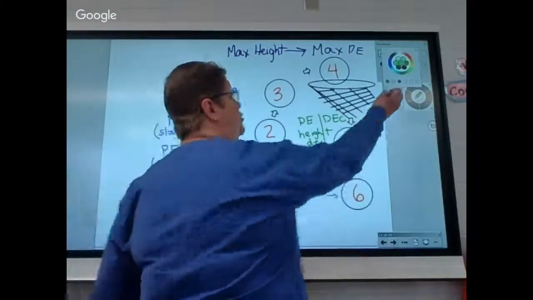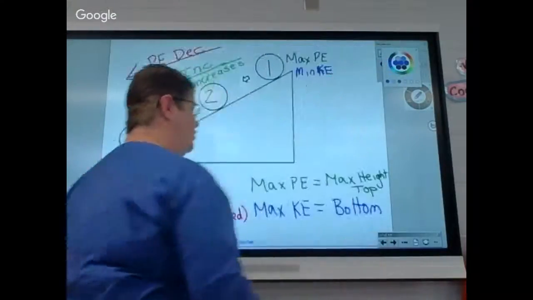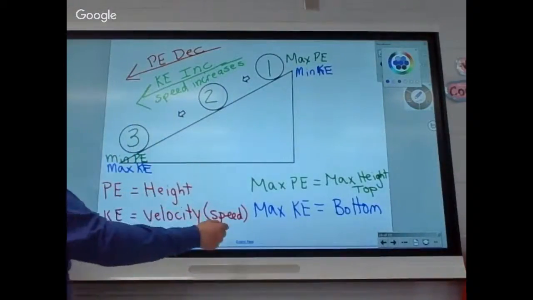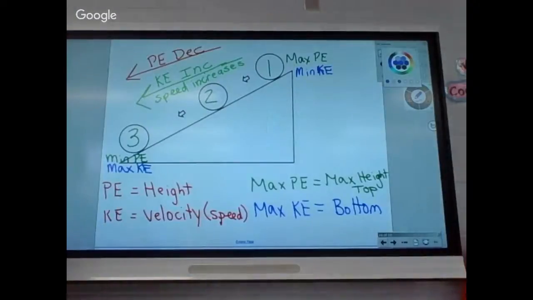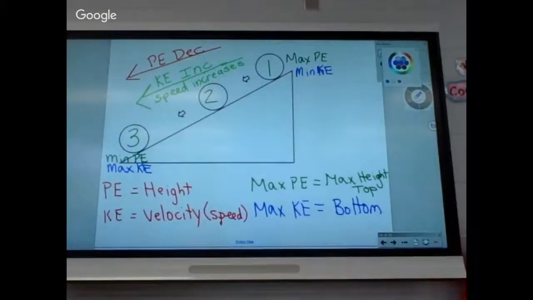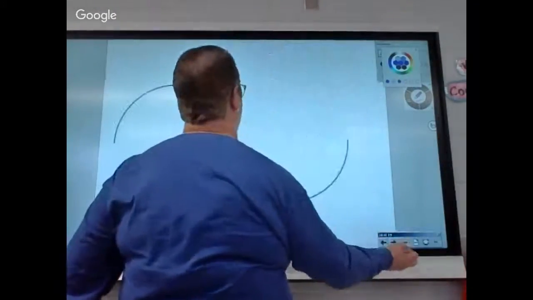Now, notice I use the words height and speed. Why did I use those words? Because these are the words that we were supposed to use in our lab. Some of us did not use those words on Friday in our lab. When I asked what variable affected PE and what variable affected KE, y'all used motion, force. I don't even know where y'all got some of those words.